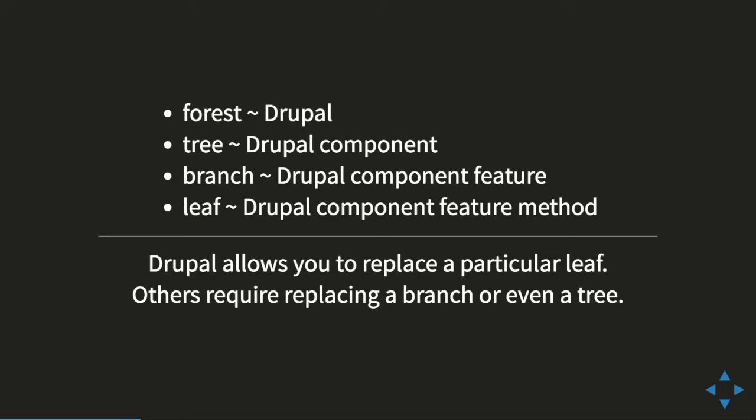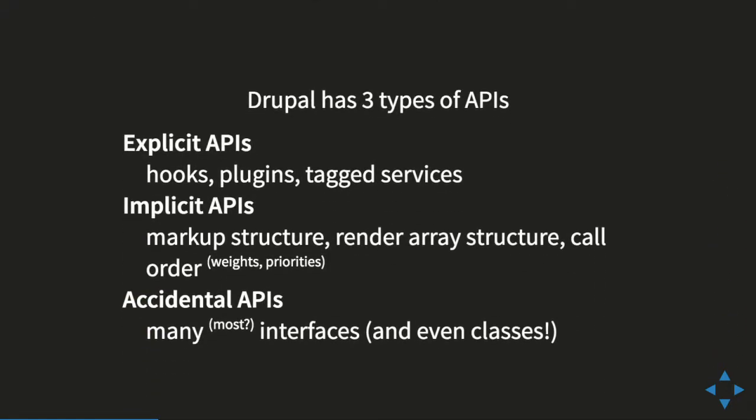So they don't allow you to do the super granular overrides, and that makes their lives a whole lot easier, and it's less overwhelming as well. I think Drupal has roughly 3 types of APIs. Explicit APIs, so hooks, plugins, tag services, the things that we advertise as being the ways to provide APIs.